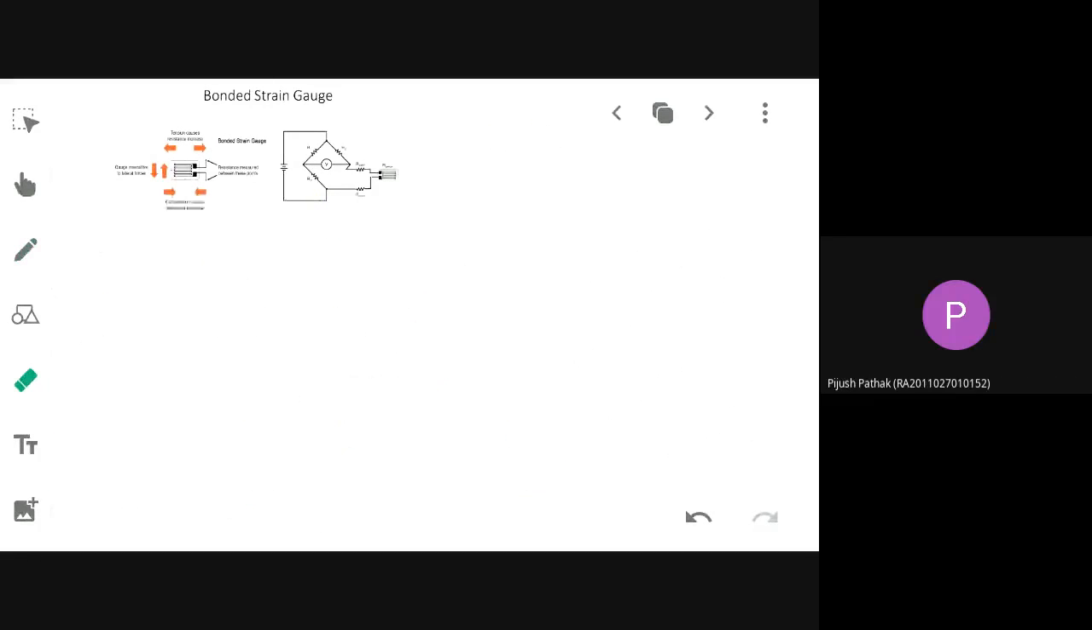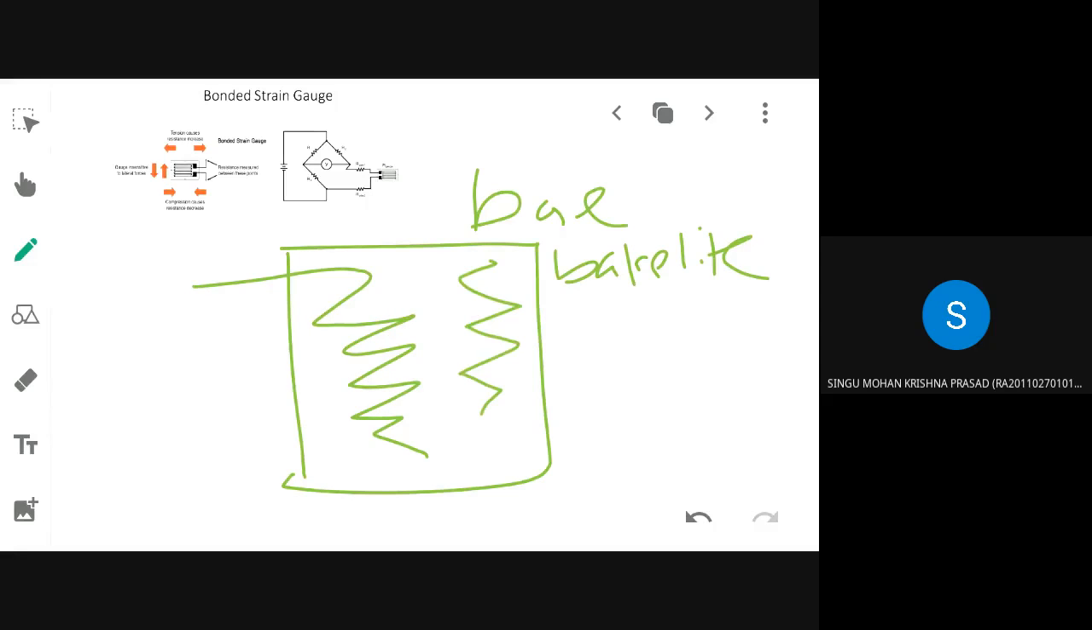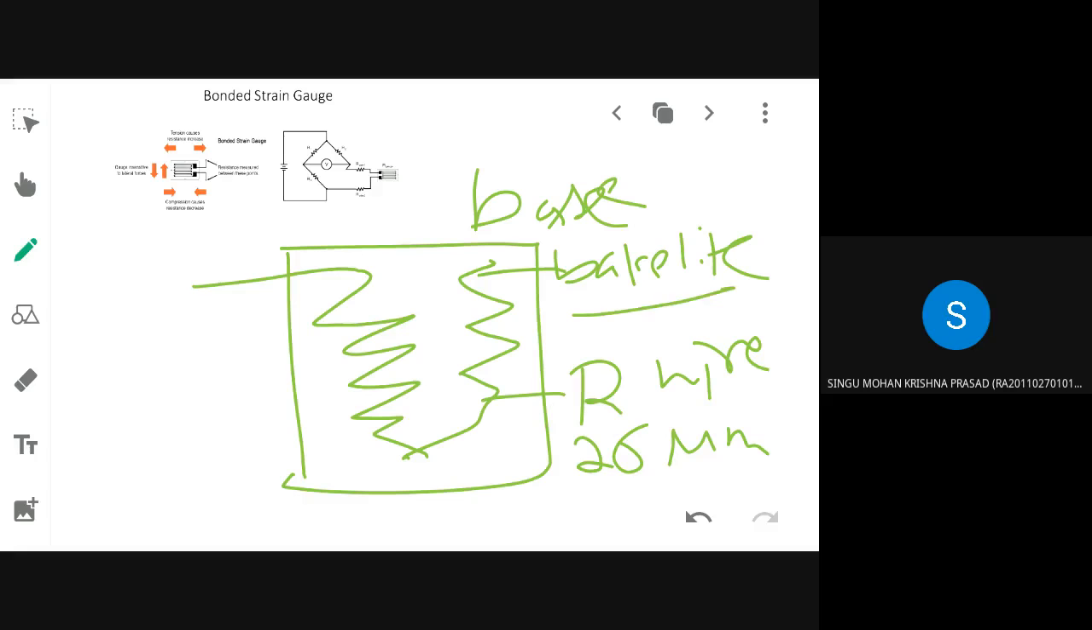Yes, ma'am. So there will be a base, which is made up of bakelite. Over this, you are going to keep a fine resistive wire. This is your resistive wire whose diameter will be 25 micrometer. You are going to cement it, fix it on the base. Then this whole thing is called a bonded strain gauge.